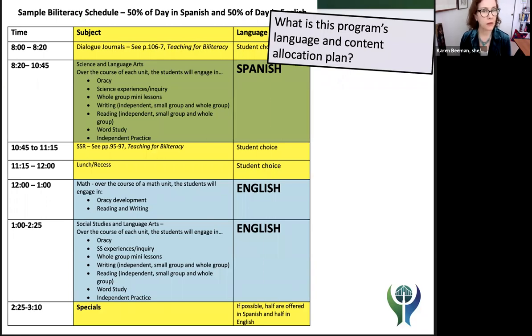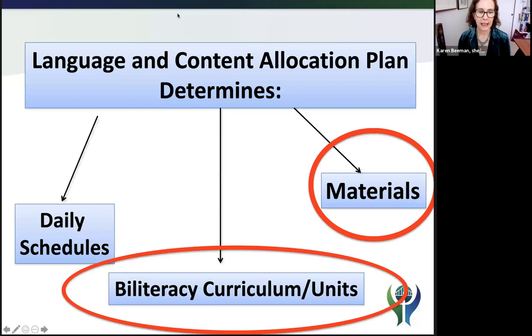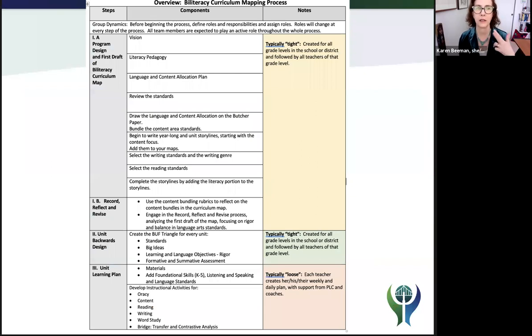So a different language and content allocation plan where we have Spanish language arts integrated with science and Spanish language development, whereas in English we have math and language arts integrated with social studies. And then this language and content allocation plan is also going to determine your biliteracy curriculum units. You obviously have to have the plan first and your schedules first. Then you get into writing biliteracy, standards-based biliteracy maps and units.